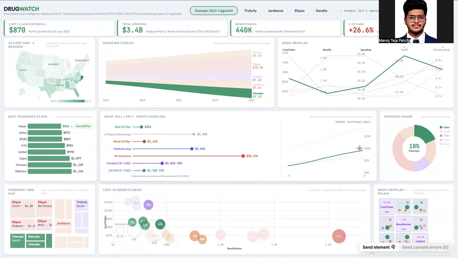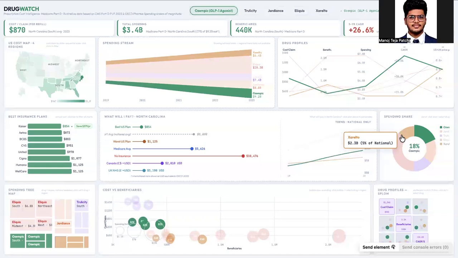$10 billion. Oh my God. This $10 billion is something they spend annually in North Carolina. Oh, that's a lot. So the next one coming is the spending share donut chart.